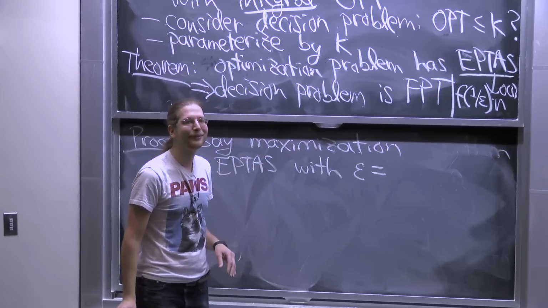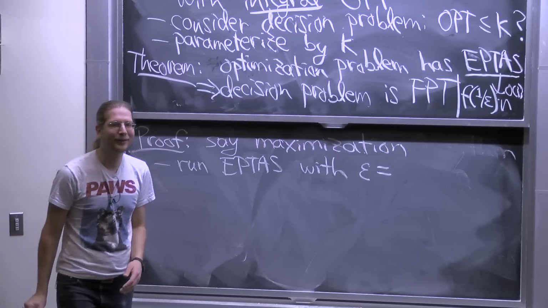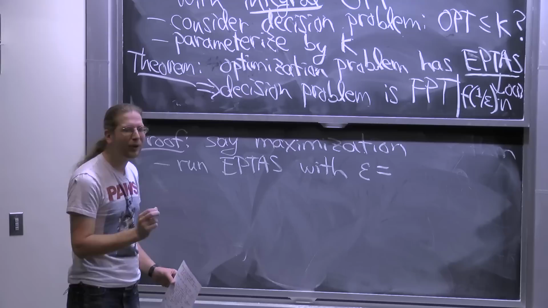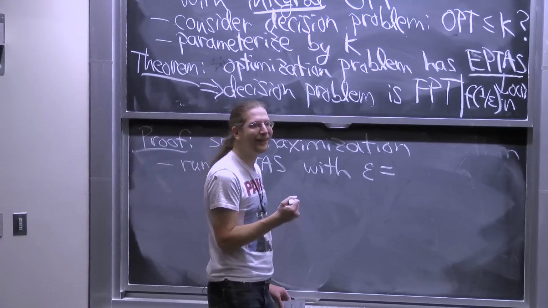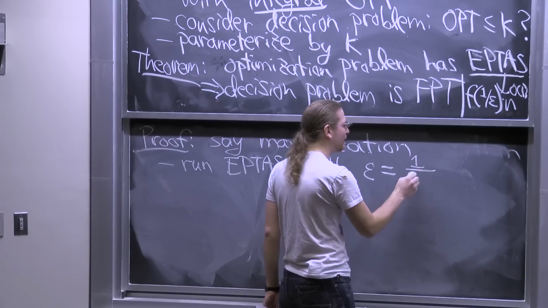Tricky. We want epsilon to be small. Yeah? 1 over k. 1 over k is almost right. Anything less than that will work. So I'll use 1 over 2k.